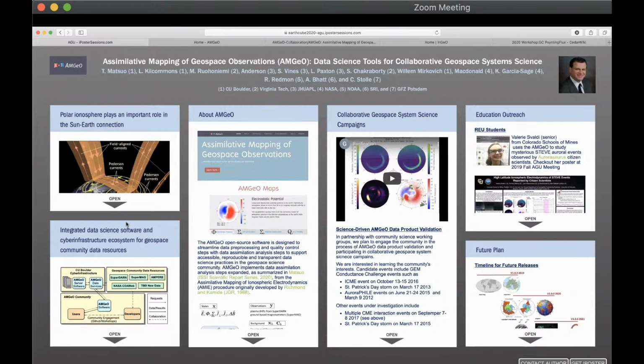It looks like we are going to do this for AGU, and I thought it might be interesting to give a presentation in this mode for this CEDAR. I also posted a link to the iPoster, which you can view at your own time later. I'm going to give you a tour of this iPoster as an introduction and an update to our RSCube project titled Assimilative Mapping of Geospace Observations, AMGEO, Data Science Tools for Collaborative Geospace System Science.